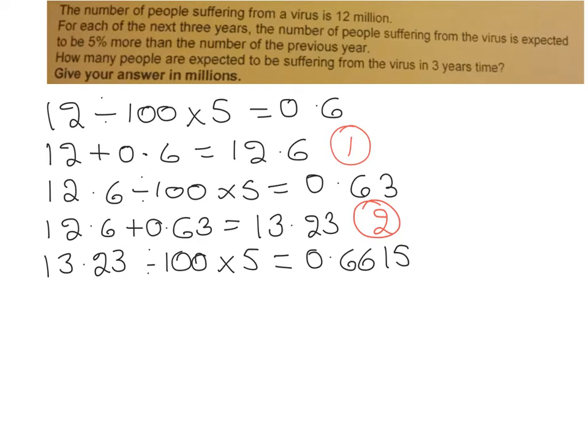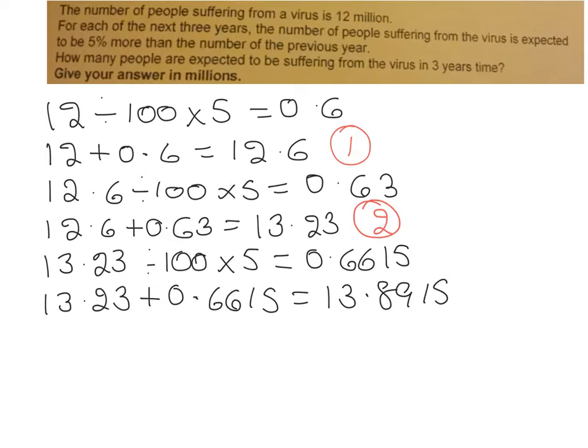Again, 13.23 divided by 100 times 5 is equal to 0.6615. This is what we're going to add on. So 13.23 plus 0.6615 is 13.8915. Now remember, that is million. And that's our final answer.